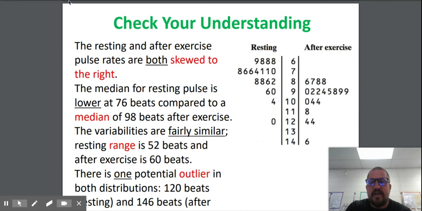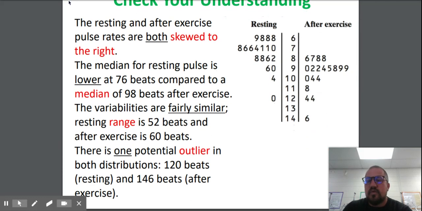Okay, now that you've done that, notice the resting and after exercise pulse rates are both skewed to the right. You may have thought the resting one was skewed left, but think about it on a number line. The bigger numbers like 120 and 104 are the tail, and that tail would be to the right if we took that stem plot and put it on a number line. So they are both skewed to the right. Their tail is towards the larger numbers.